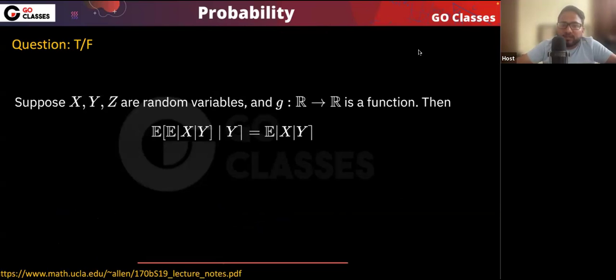Okay, now let's just see this. X, Y, Z are random variables. Then is this true or false? Tell me. Expectation of expectation of X given by, given by. Okay, this is a little complicated. Just tell me.